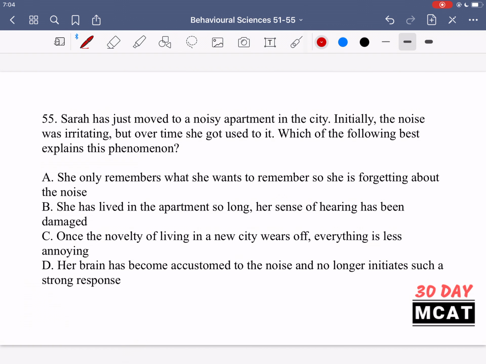In question 55, it says Sarah has just moved to a noisy apartment in the city. Initially, the noise was irritating, but over time she got used to it. Which of the following best explains this phenomenon? So someone moved into a noisy apartment in the city.